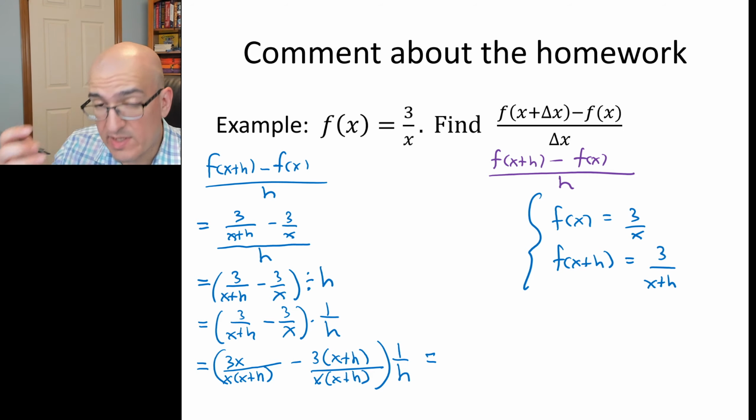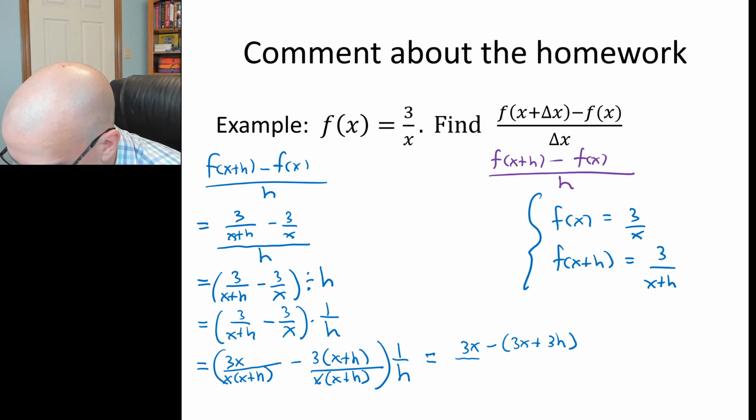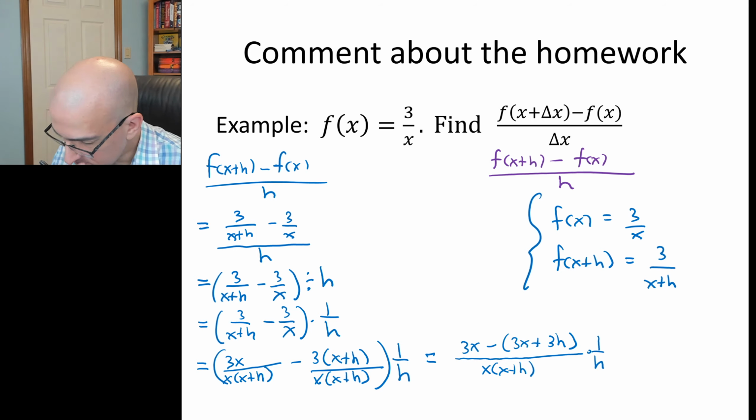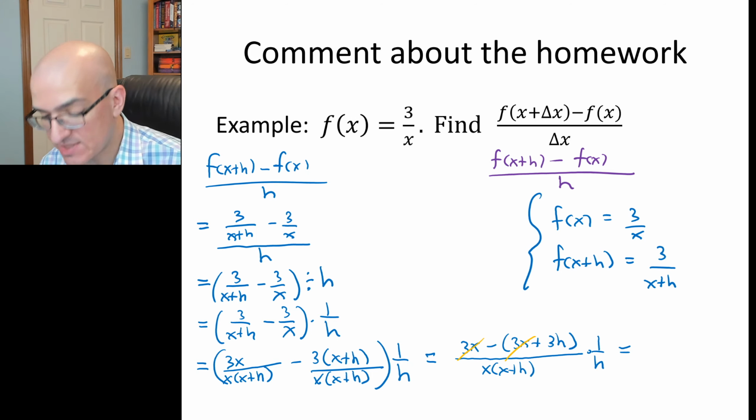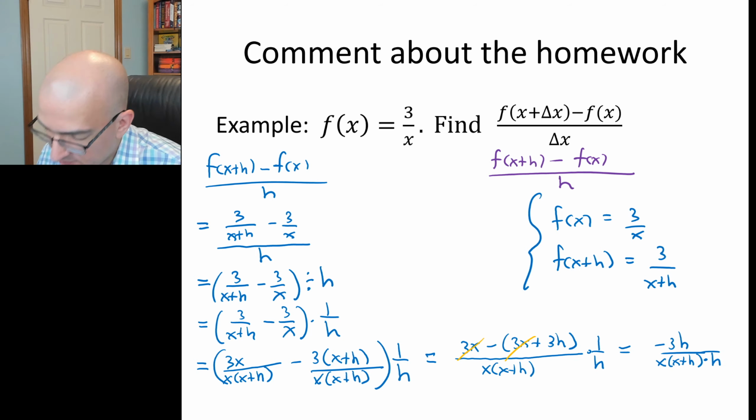Okay, now we can subtract. We have 3x minus bracket 3x plus 3h, multiplying the 3 through that bracket, all divided by common denominator x times x plus h, multiplied by 1 over h. I have a 3x and a 3x canceling, because of the subtraction. That minus sign is going to hit the second term inside the bracket. So I'm going to get negative 3h divided by x times x plus h. I'll put this h down there as well.